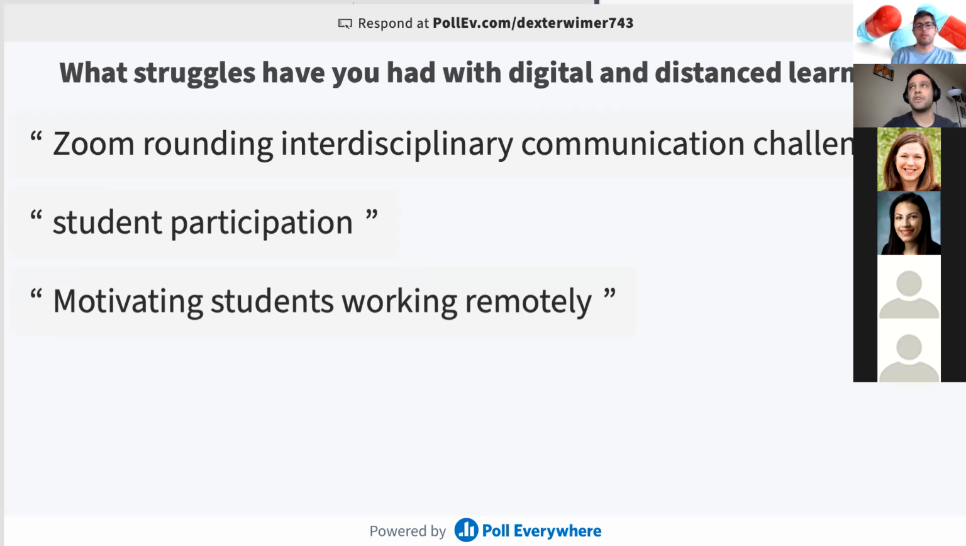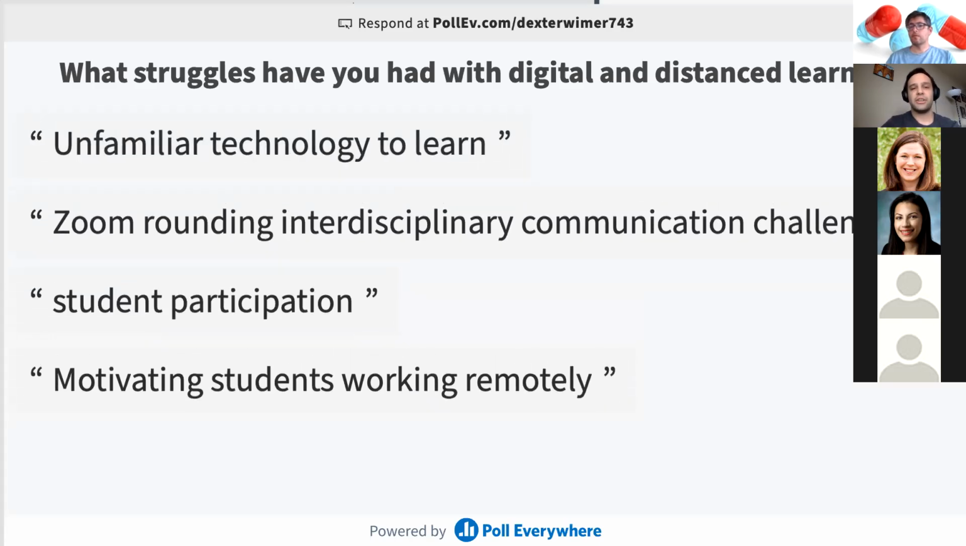Zoom rounding for interdisciplinary communication challenges. You've got a lot of stakeholders in the room. You've got a lot of people sharing their opinions, their thoughts. It's hard to figure out when it's your turn to talk, especially in this digital setting where you have power dynamics at play. You have these normal modifications of communication that we've designed for these round structures that are overhauled by this digital setting.